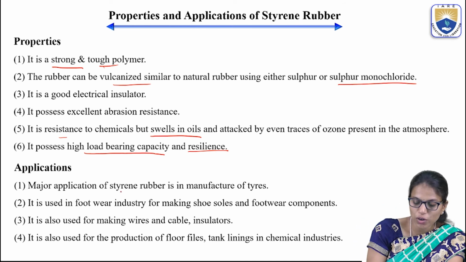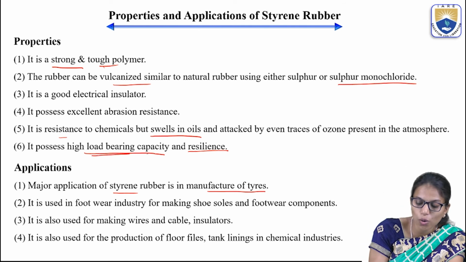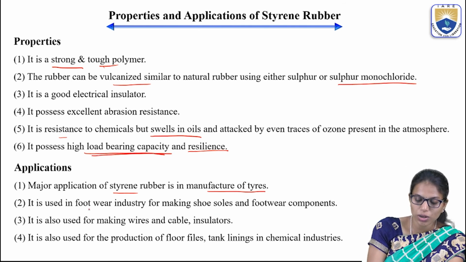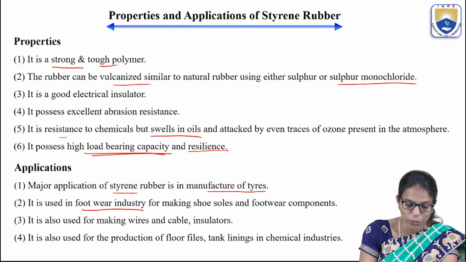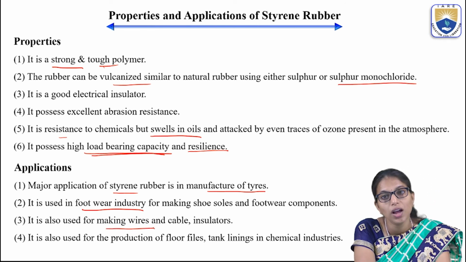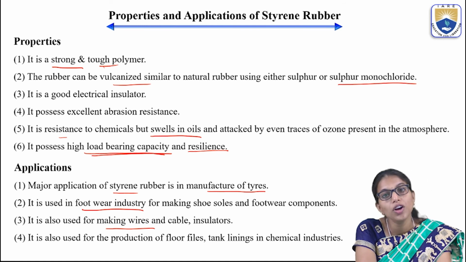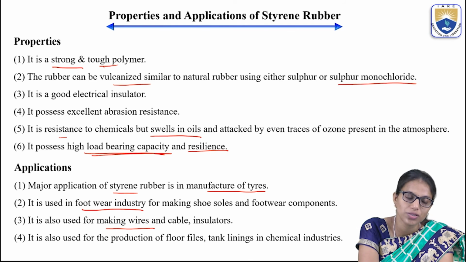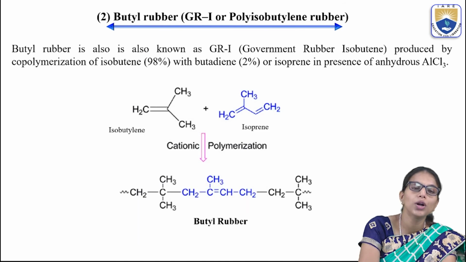Now coming to the application part. The major application of styrene rubber is manufacturing of tires, as I have said, because it has load bearing capacity. It is used in the footwear industry for making shoe soles and footwear components. It is also used for making wires, cables and insulators. It is also used for the production of floor tiles, tank lining in chemical industries, and many more applications are there.